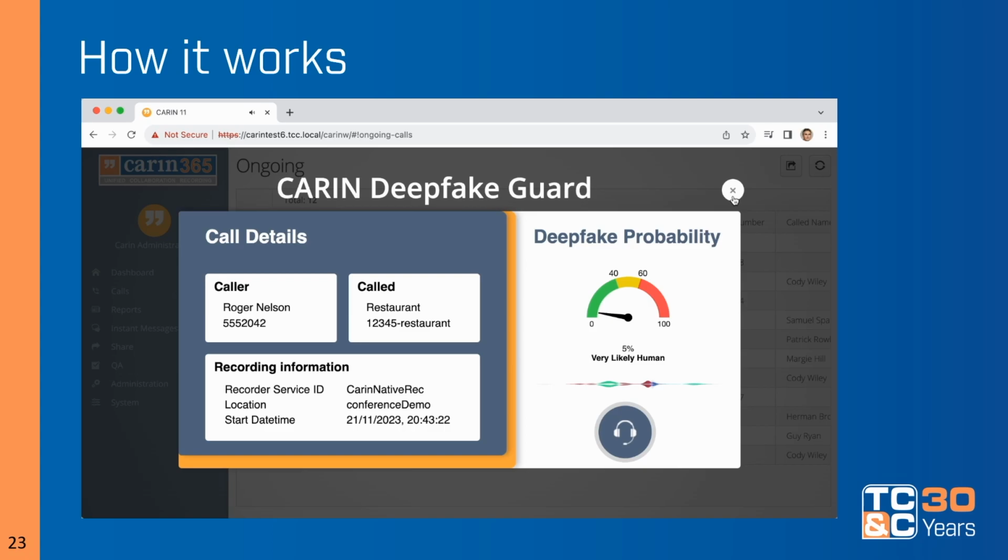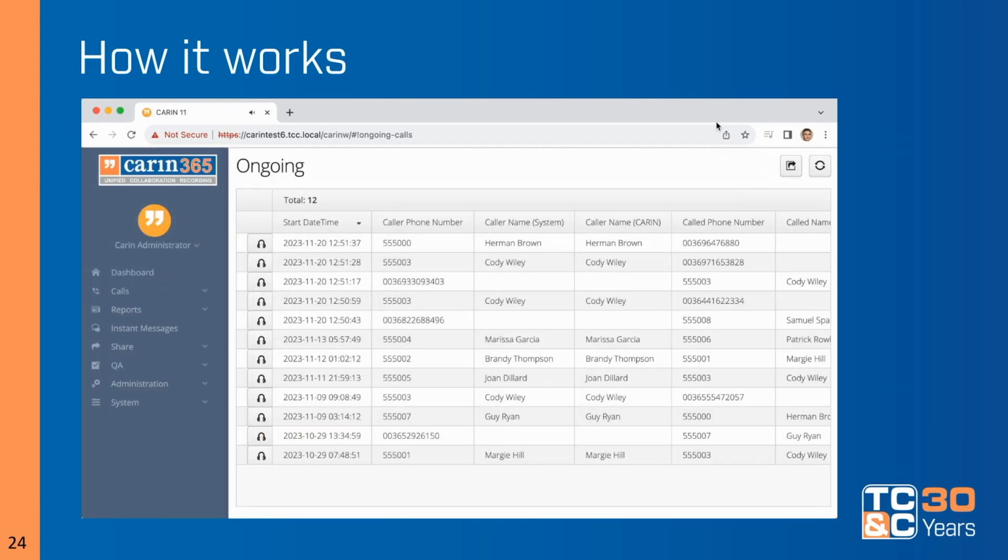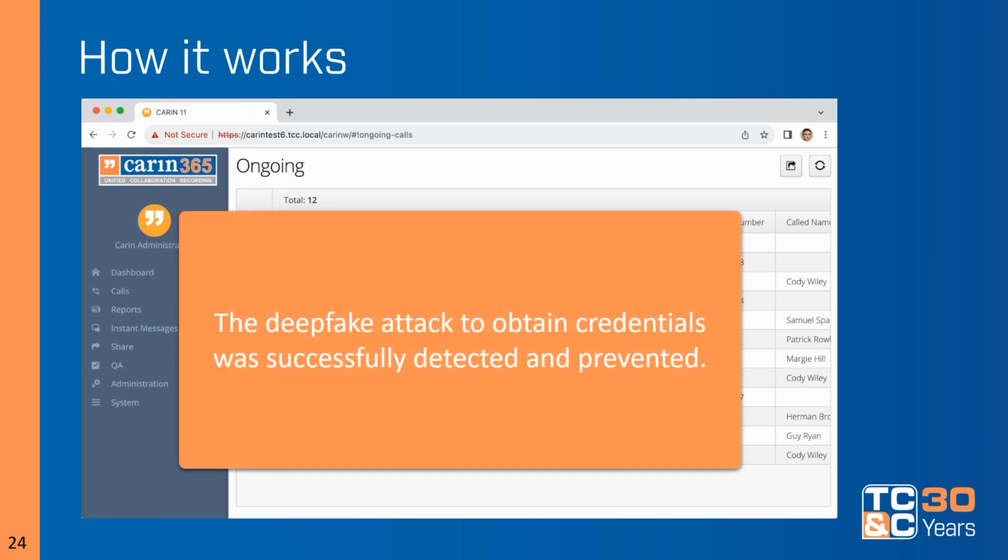Actually, if you had listened to the whole conversation, it was about a deepfake trying to impersonate an IT security expert at the company. Somehow, they managed to find audio from that person and tried to get crucial information from the call agent. Even the call agent was suspicious, but she actually would have given the details to that person. Fortunately, the deepfake attack was successfully detected and prevented.